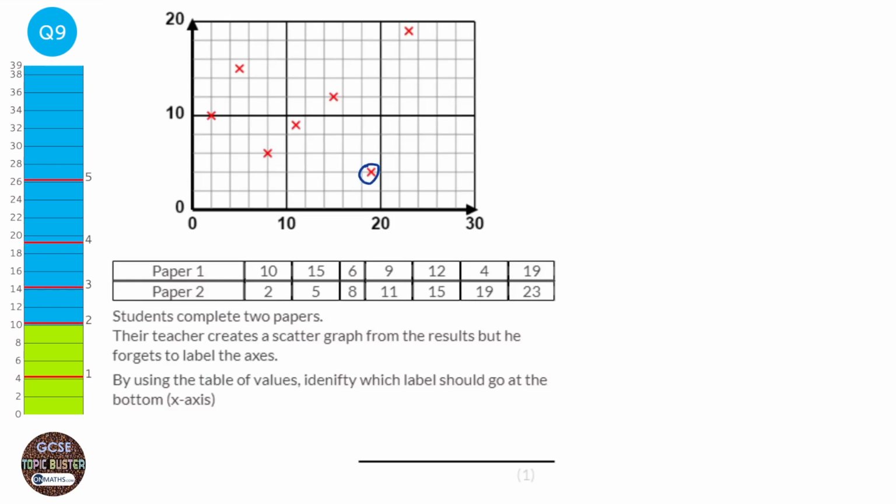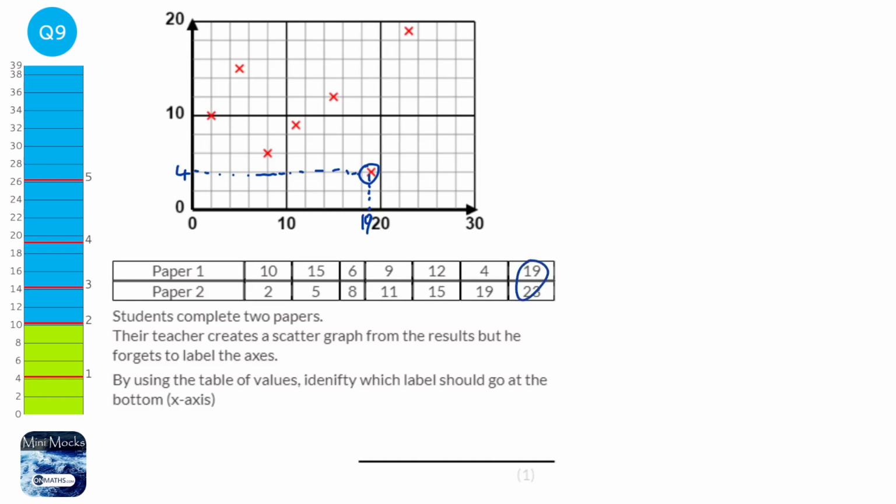And we just need to work out what the coordinates are. Well, it's going up in 2, so it's going to be 4 on this side. And this is kind of 4.5, so that's going to be 19 there. So we know it's 19 at the bottom and 4 at the side here. So we're going to have a look on our table for a 4 and a 19.